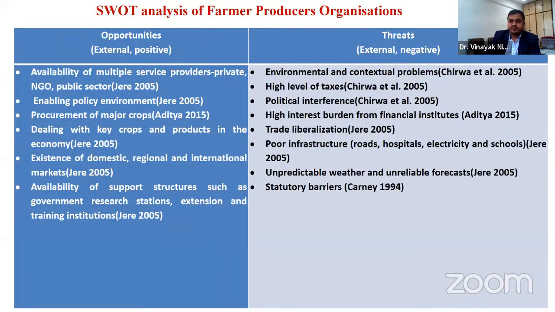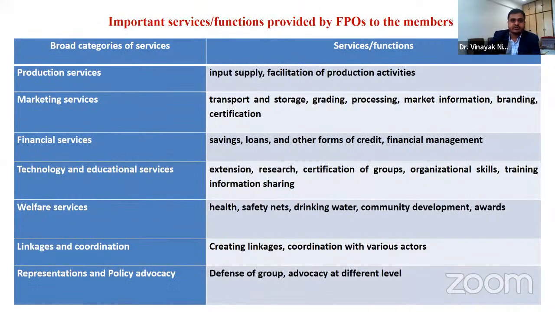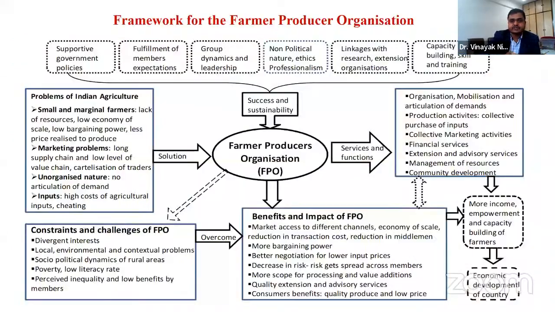Okay, and of course there are certain threats: environmental and contextual problems, high taxes, and political interference likely to happen. And certain trade aspects also, like trade barriers and other things. These are certain threats, but of course we have strengths and opportunities that we can utilize, and we can reduce the other aspects. Okay, this is the total framework of how these FPOs can contribute to economic development.